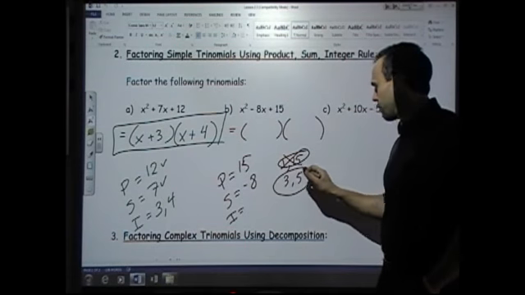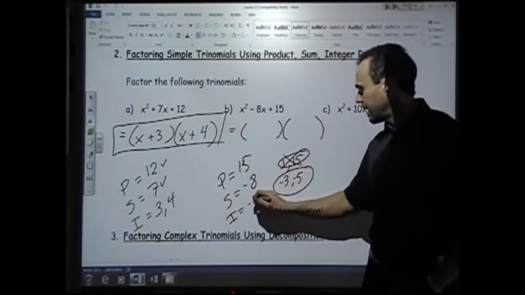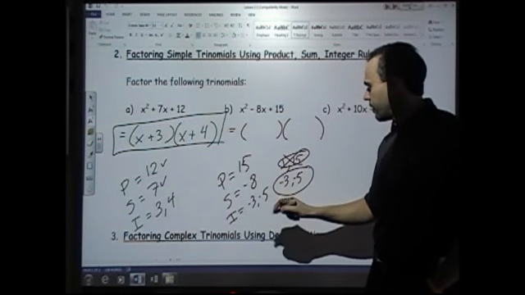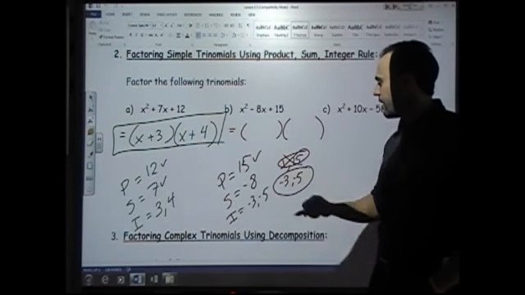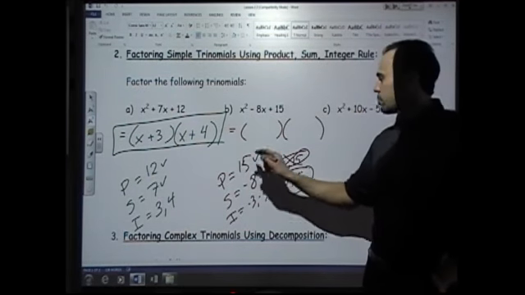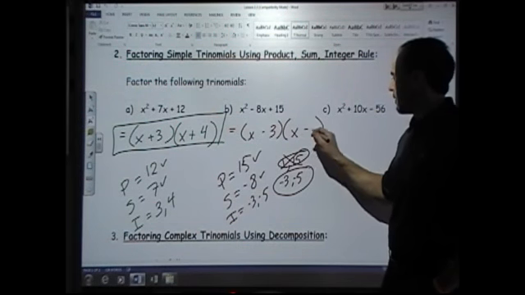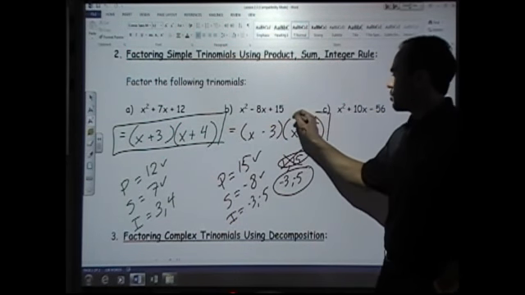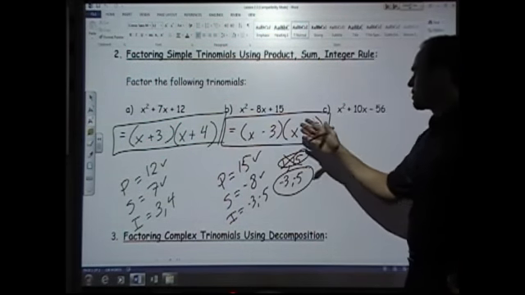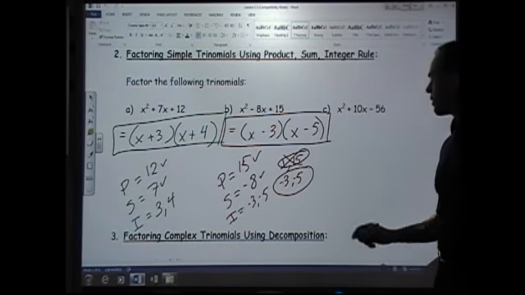This here though has a possibility only if both are negative. Negative 3 and negative 5. Negative 3 times negative 5 is positive 15, and when you add them, it's negative 8. So the first bracket will have x minus 3, and the second bracket will have x minus 5. And this will be the final answer. Again, if you re-expanded that, that will be the trinomial you'll end up with.